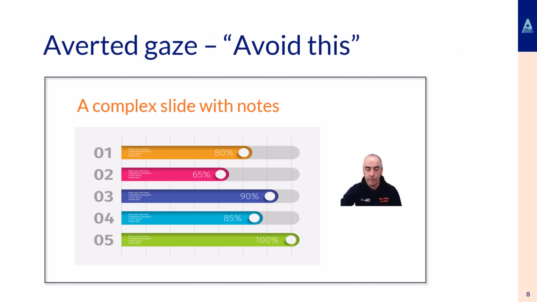Now, looking at averted gaze. In this case, my presentation notes were flat on my desk, so I was looking down. This downward gaze is disengaging, and it doesn't give the learner an appropriate cue for where to look. So the simple rule is, avoid the averted gaze.